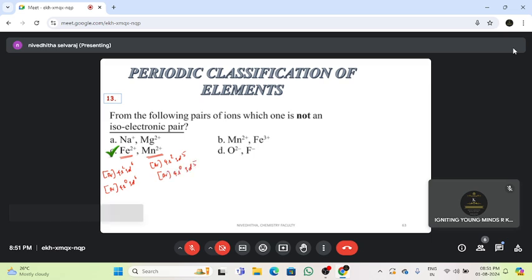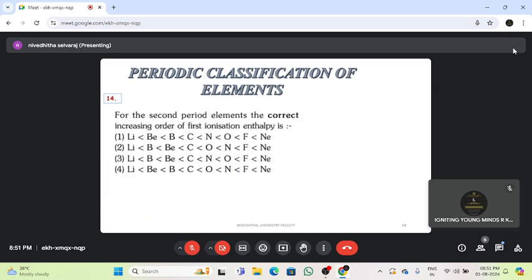So here it was 26 electrons and we are removing only 2 electrons. So it is 24. Here it is 25 and we are removing 2 electrons. It is 23. So it is not an isoelectronic species. So answer is option C. Next question. Very easy. Again, this is a neat question.